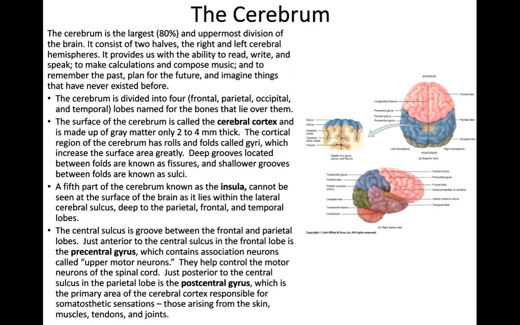Okay, finally, we are at the point in our lecture where we get to talk about the cerebrum, the largest 80% of our brain, uppermost division, made up of two halves, the right and left cerebral hemisphere. And like I said earlier, this is what separates us from other animals because ours is so big, complicated, provides us with the ability to read, write, speak, all those things. Especially the first two, reading and writing, we can do, but other animals cannot. Other animals can speak, sure, but they don't sing.